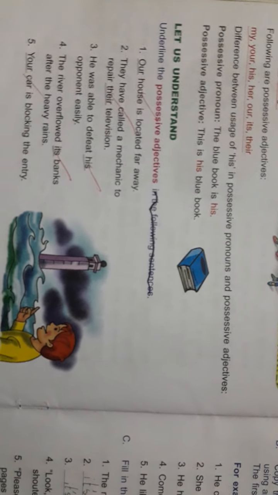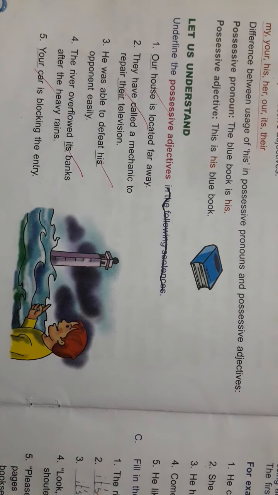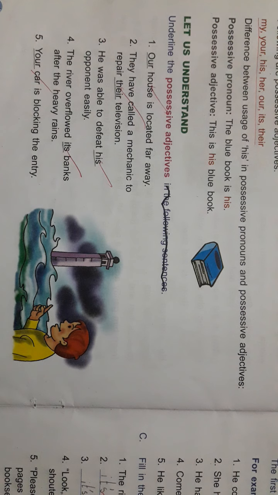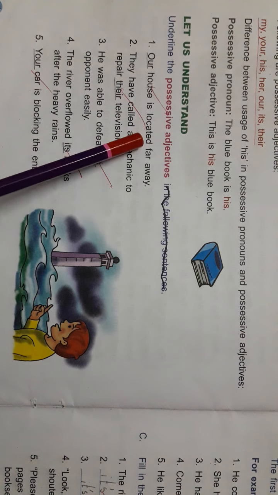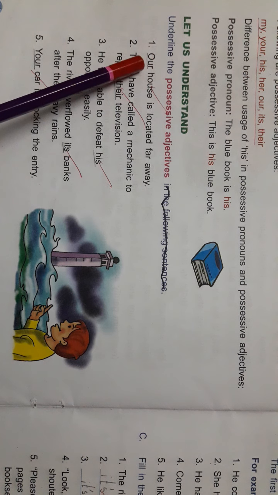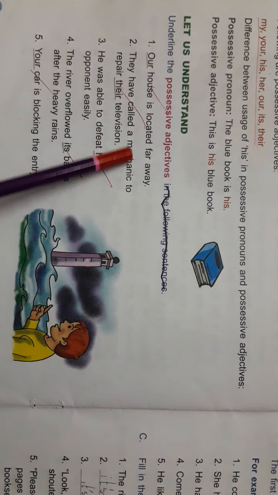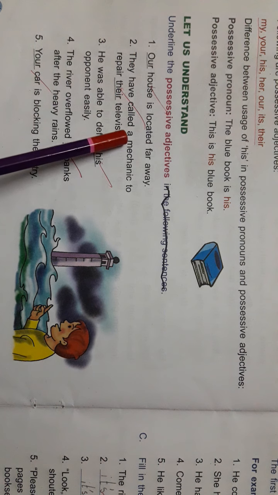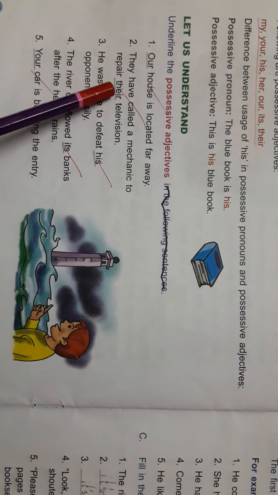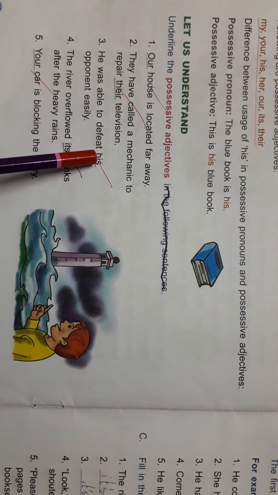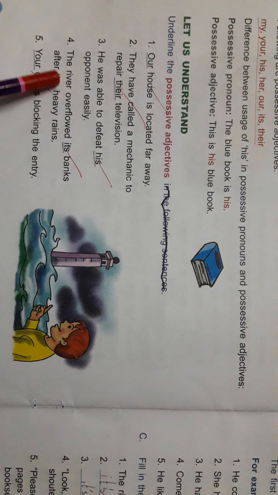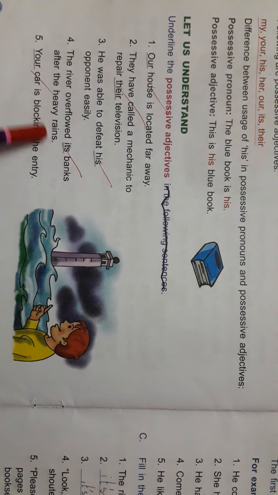Here, some examples are given. You have to underline the possessive adjectives. Our house is located far away. Here our is the possessive adjective. They have called a mechanic to repair their television. So their is the possessive adjective and television is the noun. He was able to defeat his opponent easily. So his is the possessive adjective. In the next one, the river overflowed its banks after the heavy rains. Your car is blocking the entry.